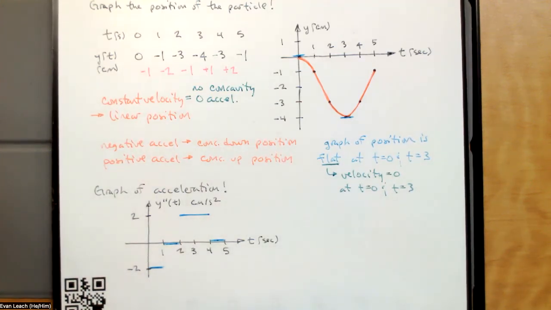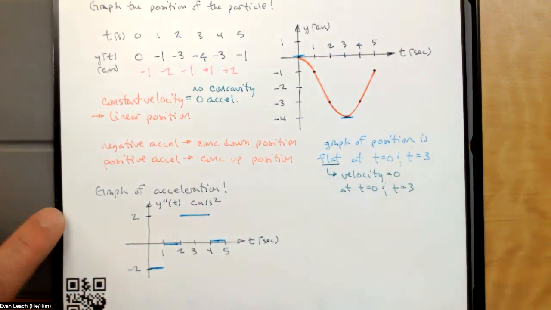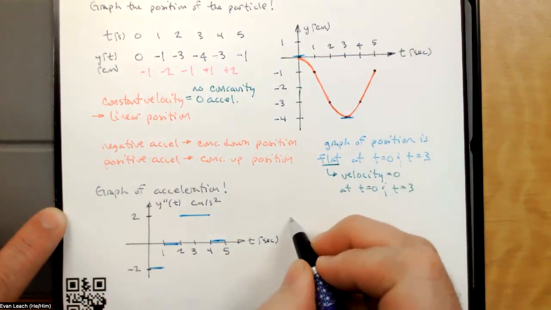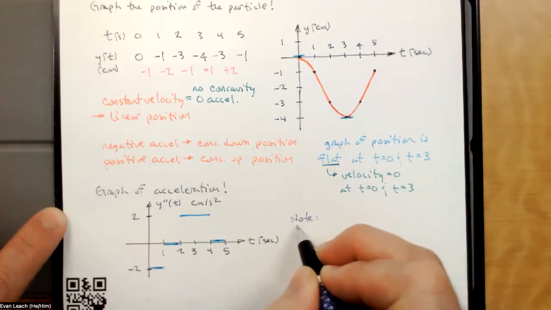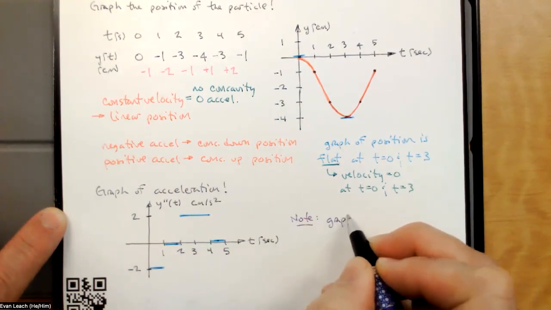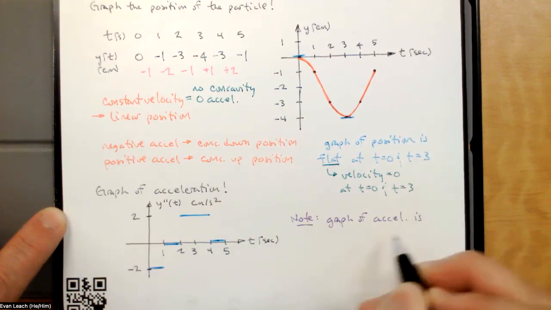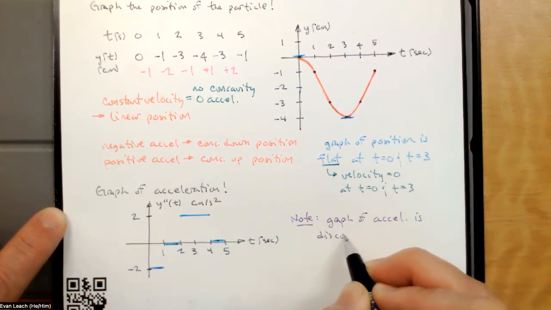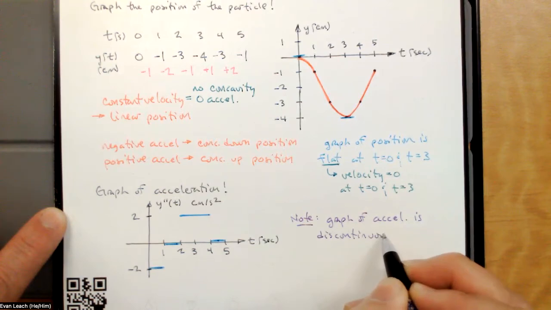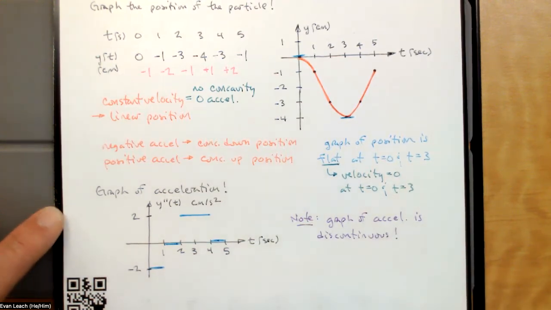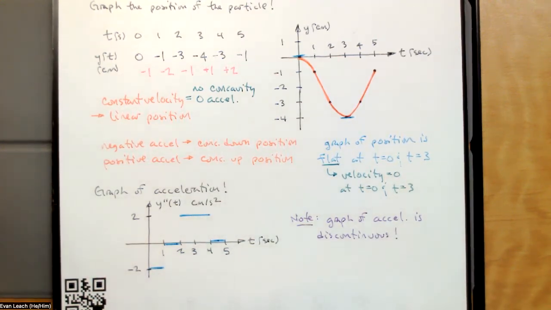The important thing that we want to notice here is that the graph of the acceleration is discontinuous. That's one of the things that we want to notice. Note. The graph of the acceleration is discontinuous.